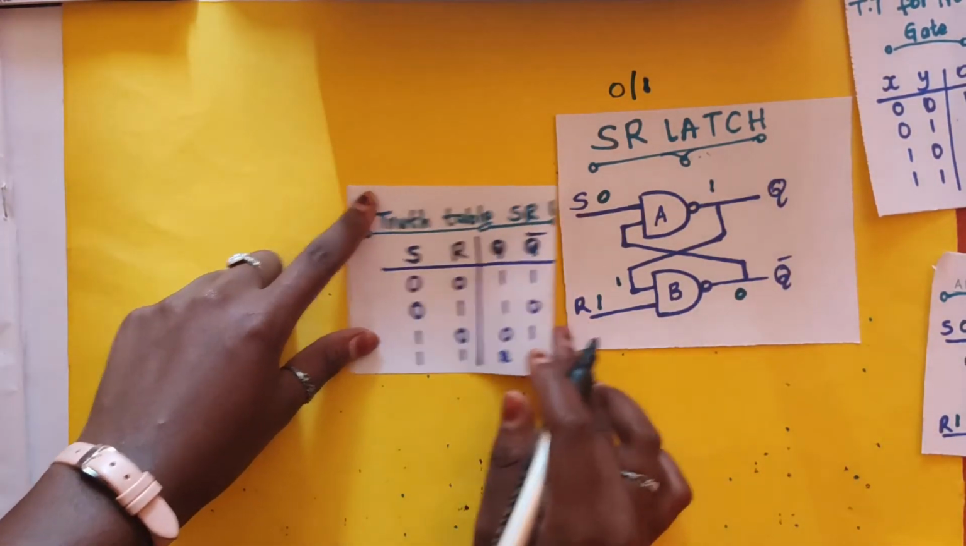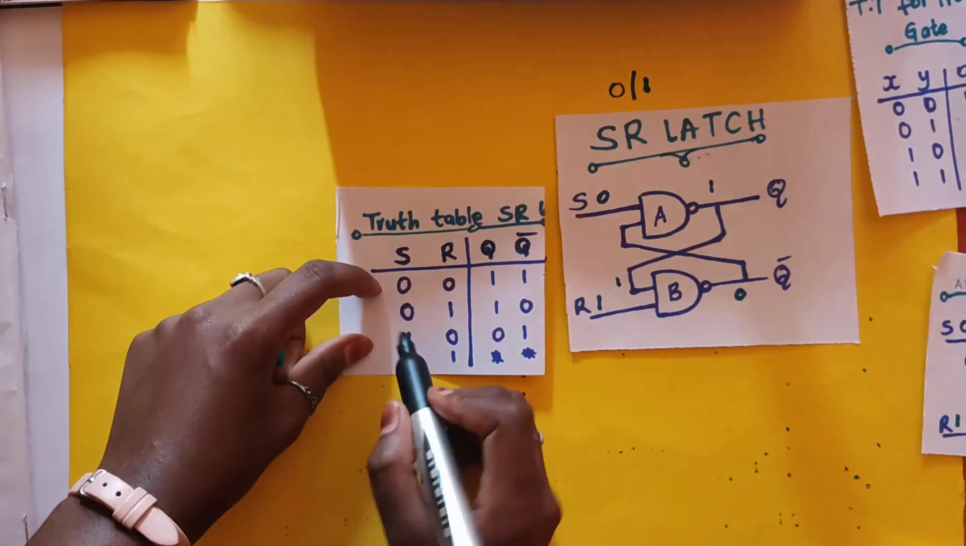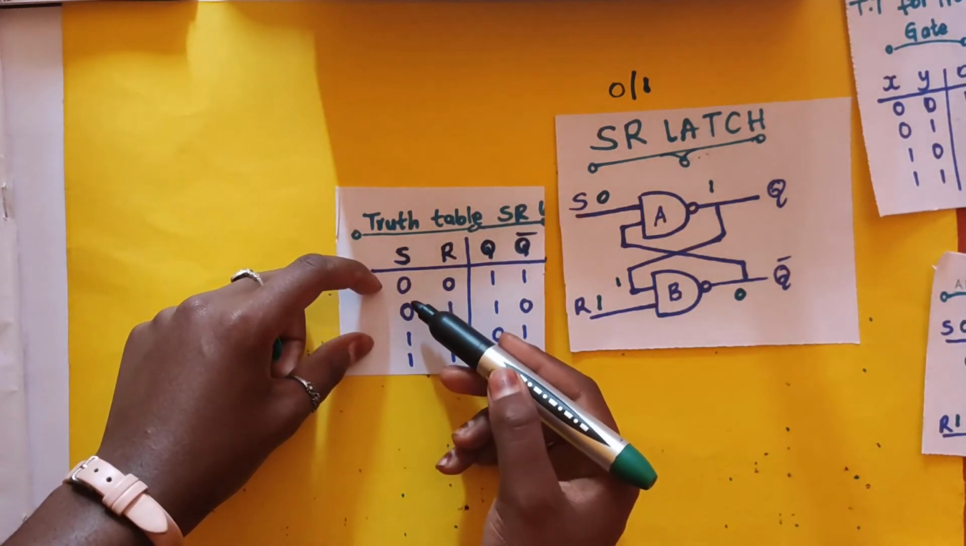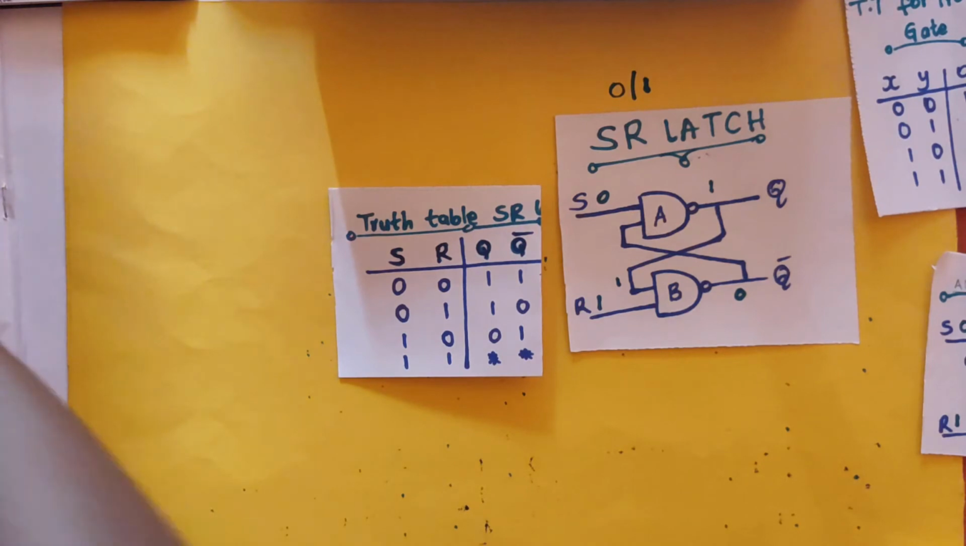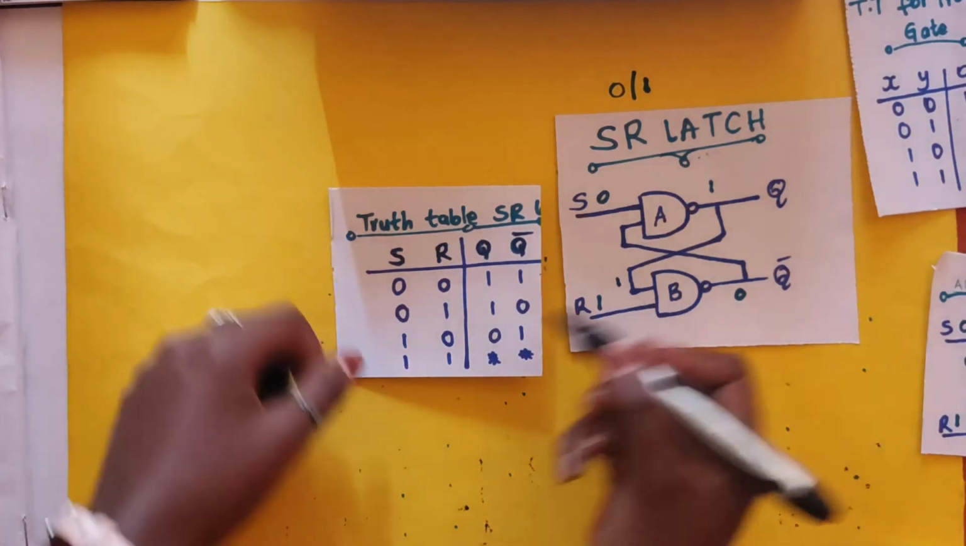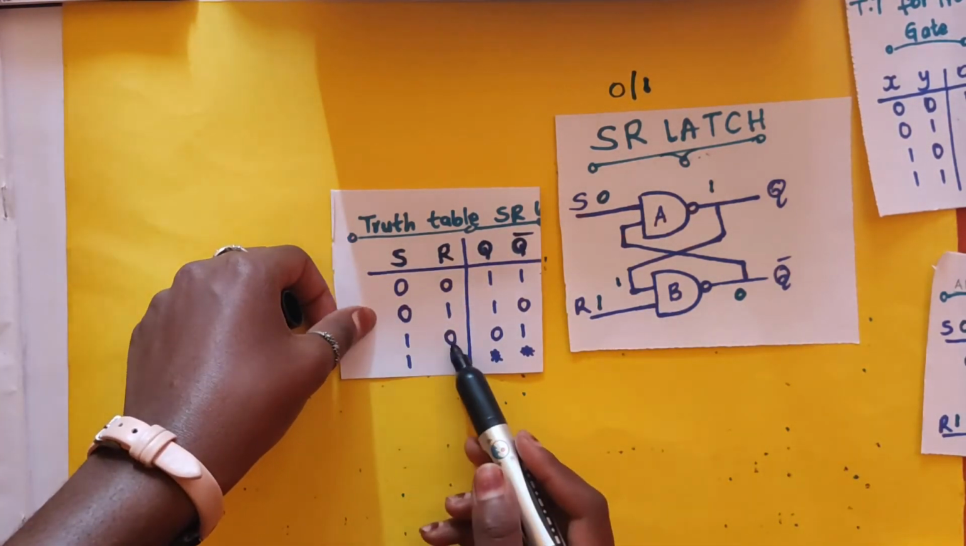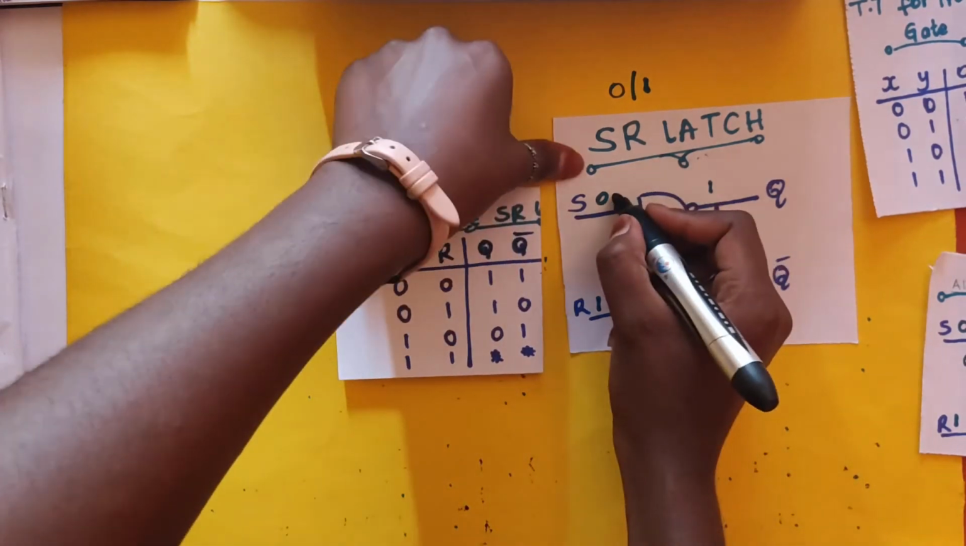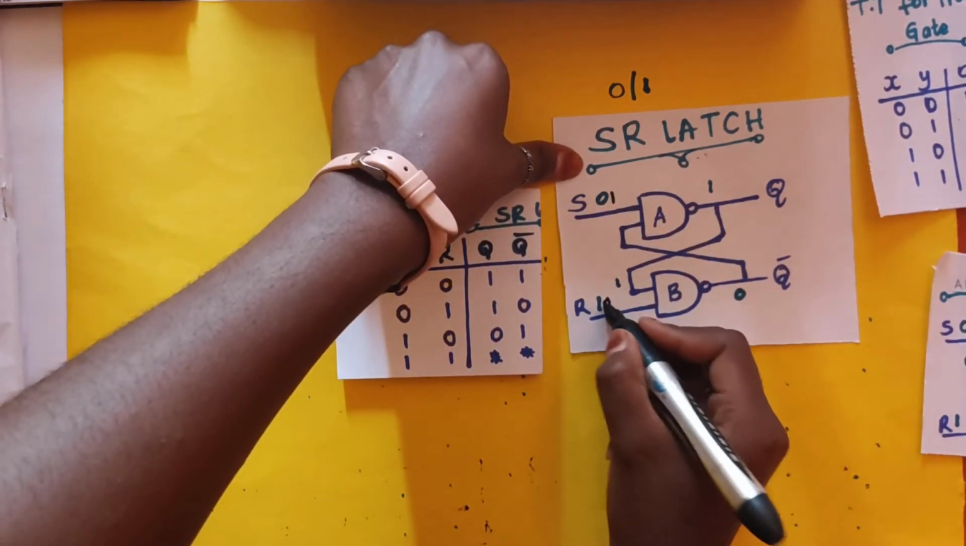So 0 and 1, that's what we've looked at. Now let's look at 1 and 0. That will behave exactly the same way. So let's say this is 1 and this is 0.